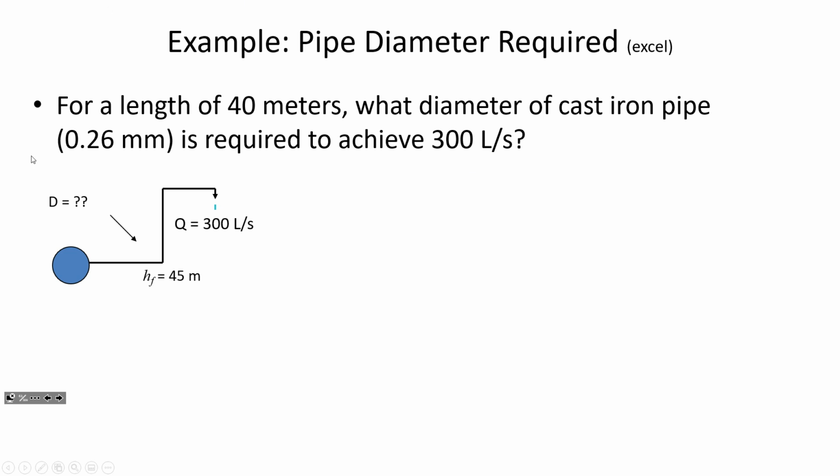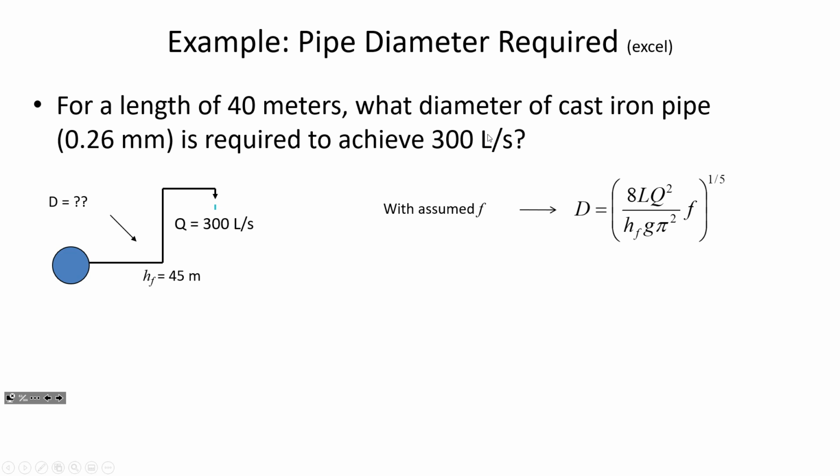We're going to answer the question of if there's a pipe that is 40 meters long, so that's the physical length of the pipe, and we know that it's made out of cast iron, which we can look up the K sub S of cast iron to be 0.26 millimeters, and we want 300 liters per second to go through it, and then H sub F, the available energy to push the water through that pipe, is 45 meters. So that's the driving force. So we're going to start in this example by just guessing an F value and finding out what diameter would be required if that was the F value that applied. But that guess is never going to be exactly right.